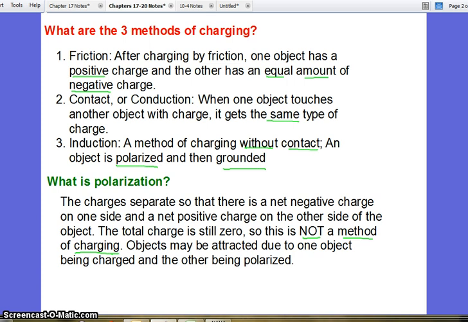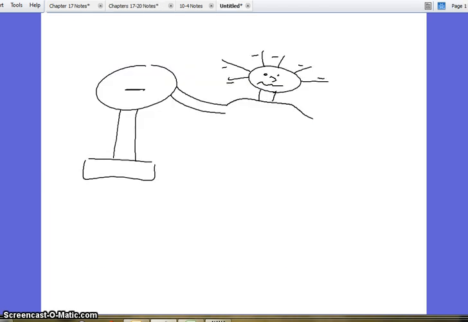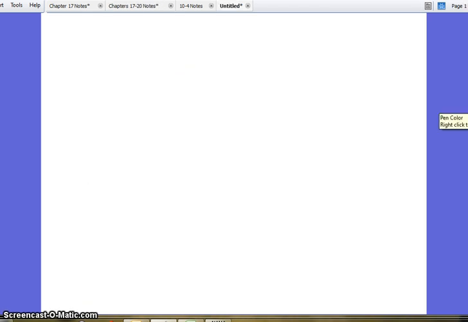So objects could be attracted to an object due to this polarization. So you want to be careful. Just because something attracts something else does not mean that they have opposite charges. It could mean that they were polarized.